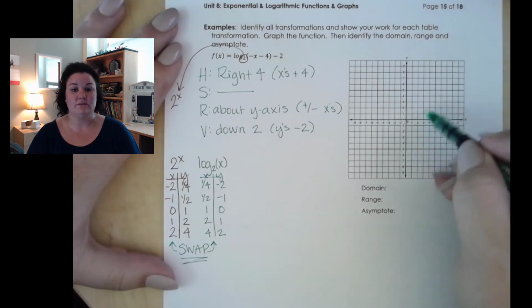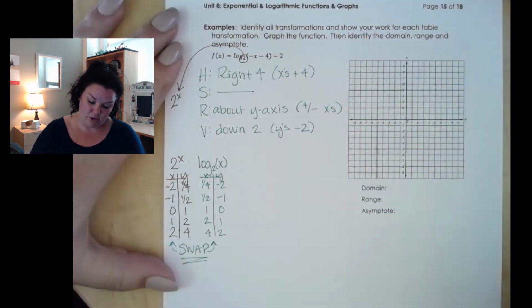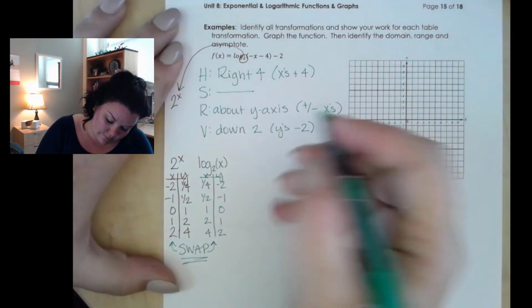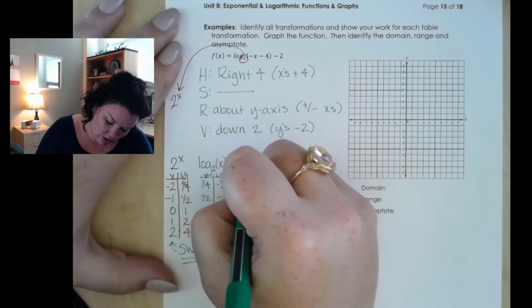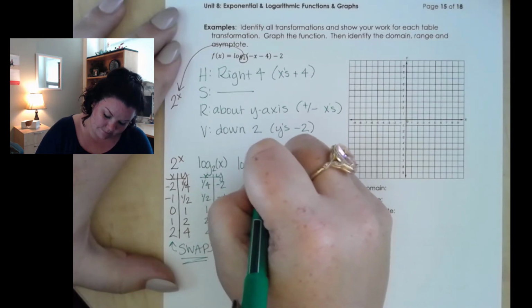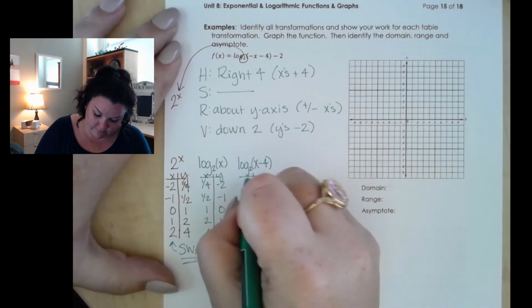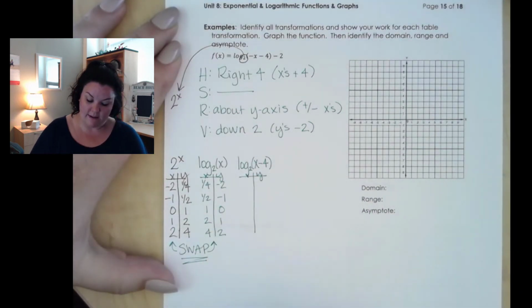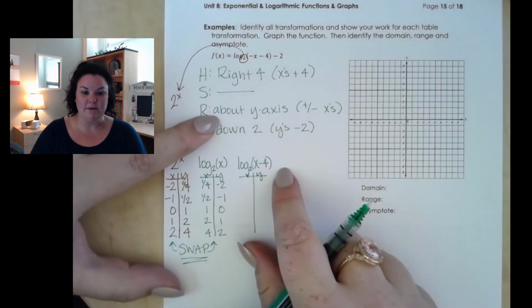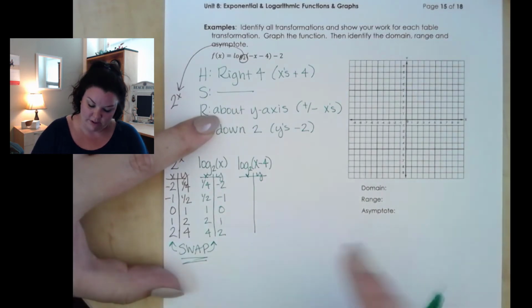And then we're going to transform it by doing a table for each transformation. So the first one is to go right 4. So I'm going to go ahead and write these out. Log base 2 of x minus 4. That's going to be my first transformation. And then I'm going to reflect about the y-axis. I'm going to go ahead and just write out my table so I can make sure they fit, and then we'll do the actual transformations.